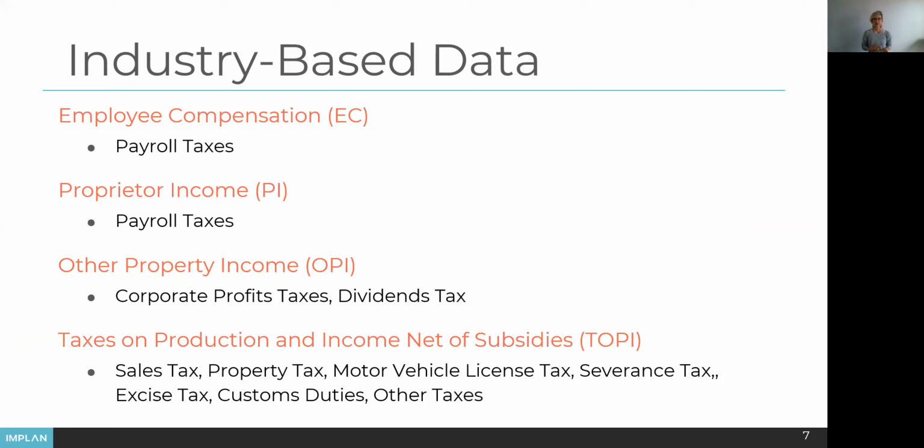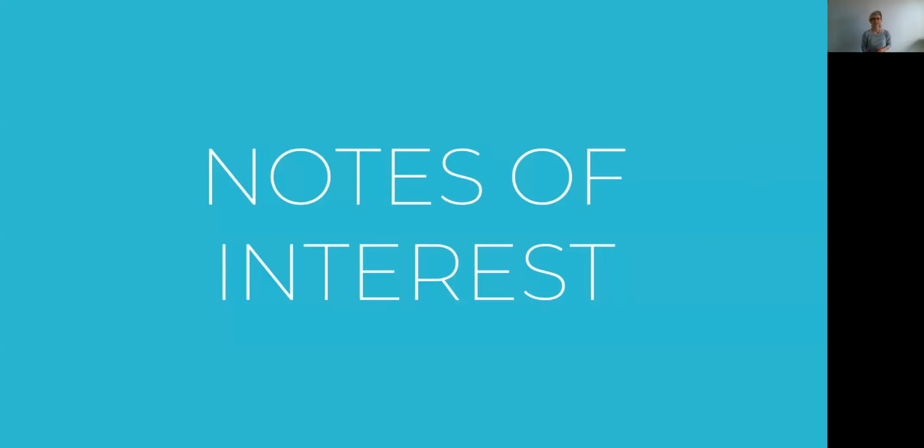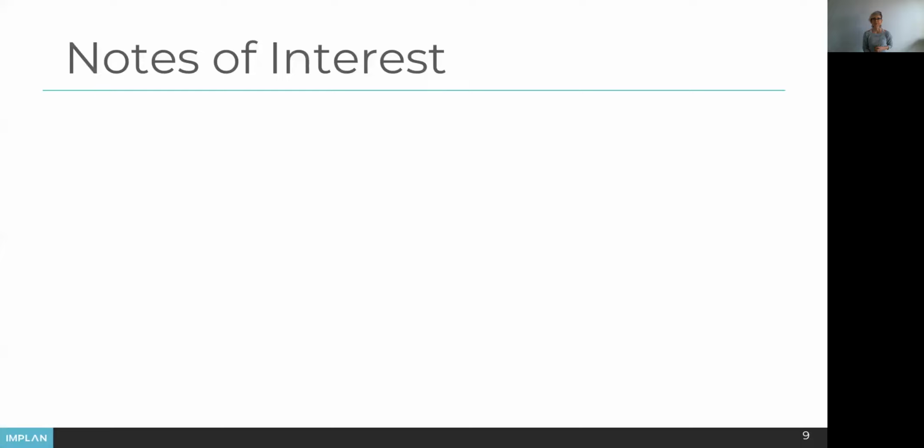And then taxes on production and imports. From there we get sales tax, property tax, motor vehicle license tax, severance taxes, excise taxes, and all kinds of other taxes that are paid by industries. And all of these have to come together and balance together. So who's paying out taxes has to be equivalent to taxes being received. So all of this gets balanced throughout the process of producing these data. Okay, now let's get into some notes of interest and viewing some of these taxes within IMPLAN.